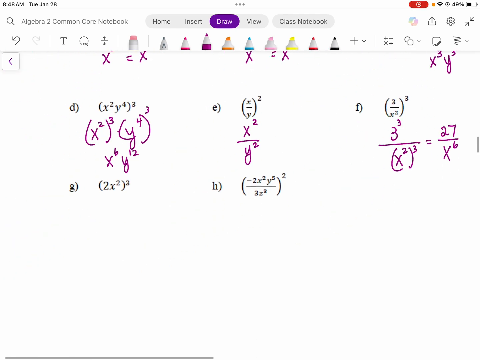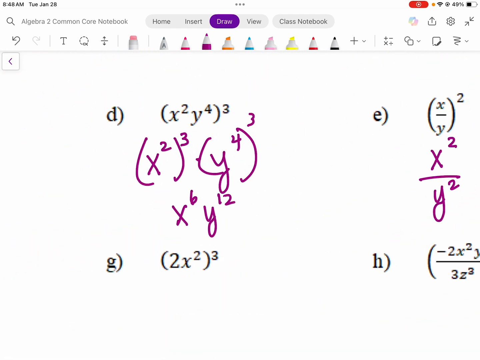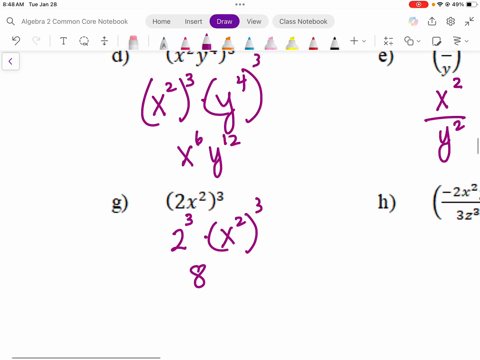All right, we got 2 more examples, and then I think we're done for the video. Make sure you share this with everybody. So 2 to the 3rd times x squared to the 3rd. 2 to the 3rd is 8. X squared to the 3rd. Multiply those exponents, you get x to the 6th.